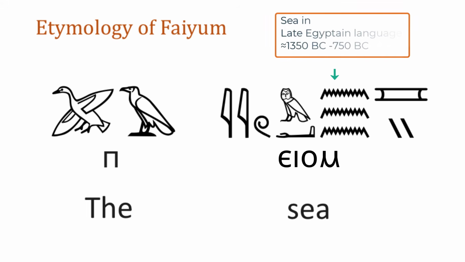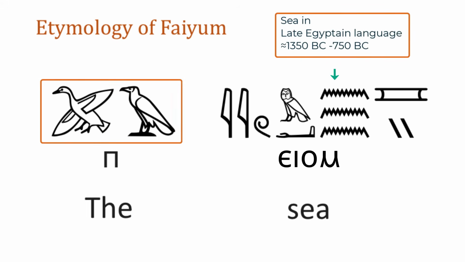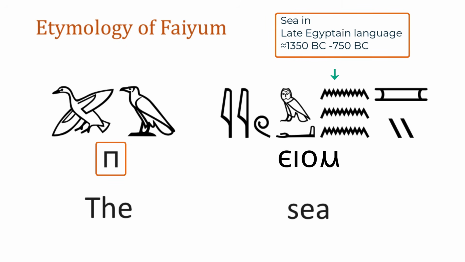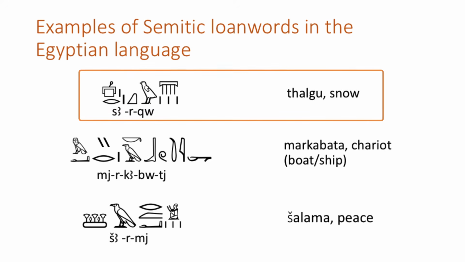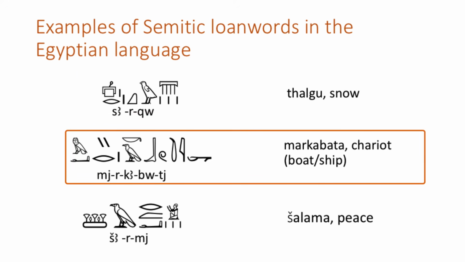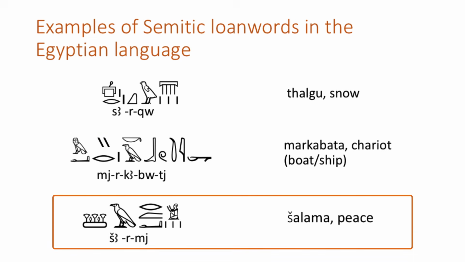In front of the word Yum stands the masculine article Pa, which was a masculine demonstrative pronoun in the Middle Egyptian language and has become, in course of time, the masculine article P in the Coptic language. Since the second intermediate period and in the time of the New Kingdom, a lot of Semitic loanwords were adopted into the Egyptian language. Like for example the word telg for snow, markaba for chariot or today boat or ship, and the word salam for peace.